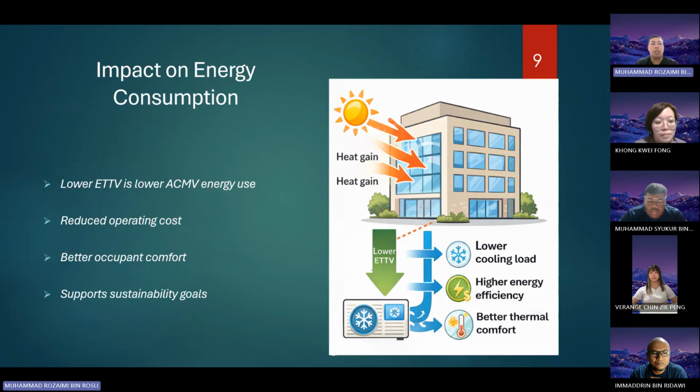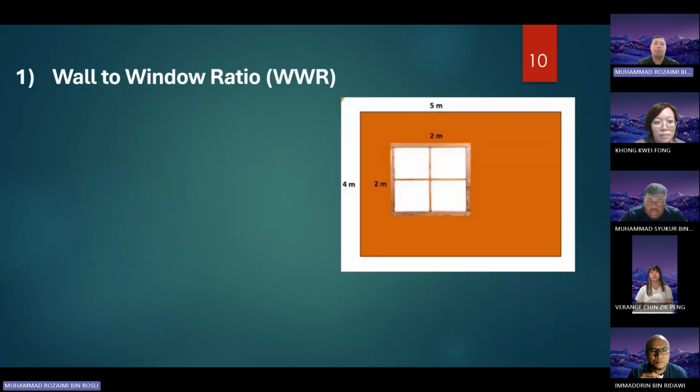The impact on energy consumption: lower ETTV means lower ACMV energy use. It reduces operating costs, gives better occupant comfort, and supports sustainability goals. I pass to my colleague, Imagine.